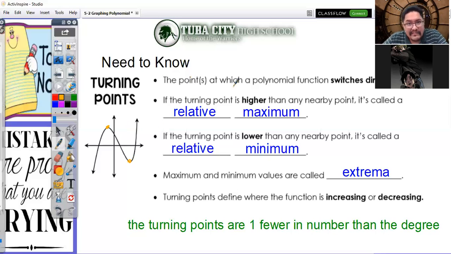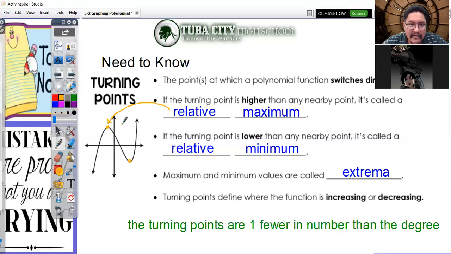And turning points, the name makes a lot of sense because it's where the polynomial switches direction. Now, when we were talking about parabolas, we were also talking about maximums and minimums. But in this case, we're talking about relative maximum. And I don't mean your cousin or your uncle or anything like that. Relative means compared to. So in this case, the turning point is higher than any nearby point. So we call it a relative maximum.